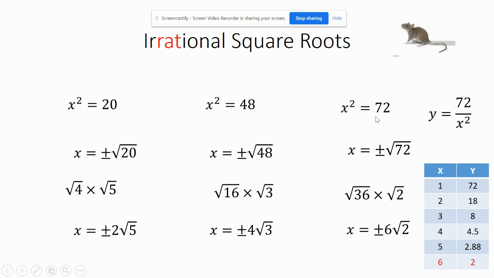And don't forget, because we're doing x squared, we have a positive answer and a negative answer for these numbers. So these weren't quite as ratty irrational square roots as what we might have thought they could have been.